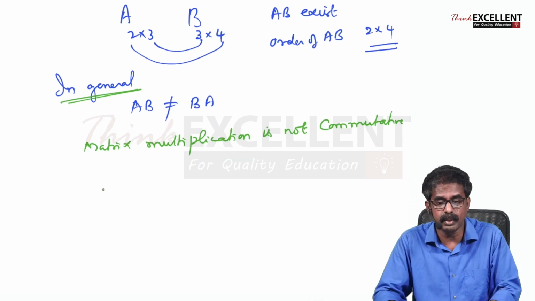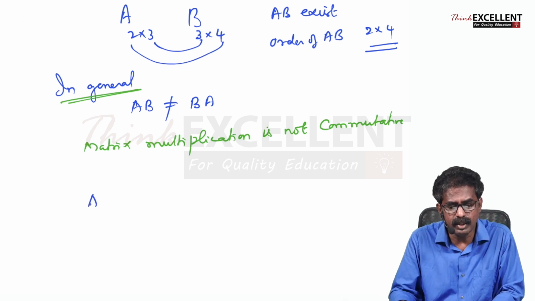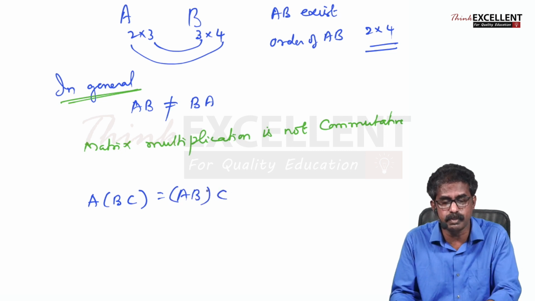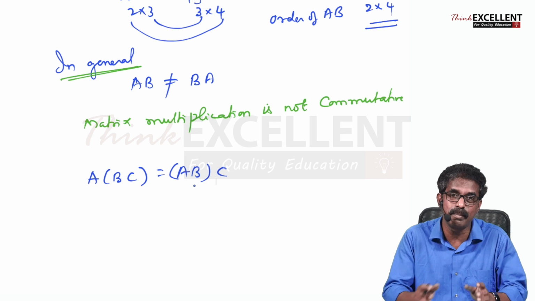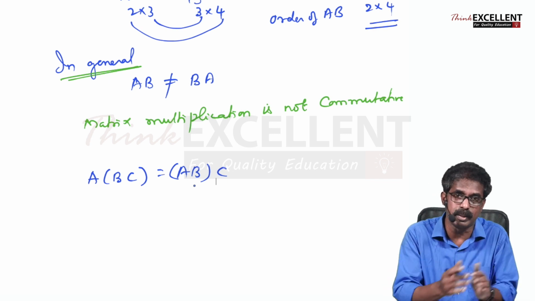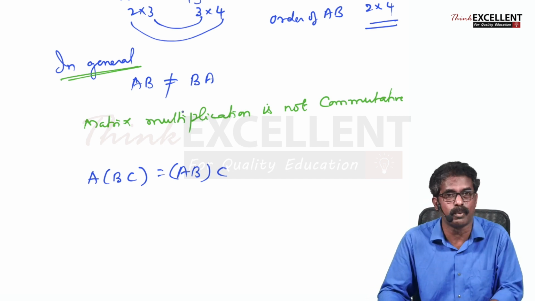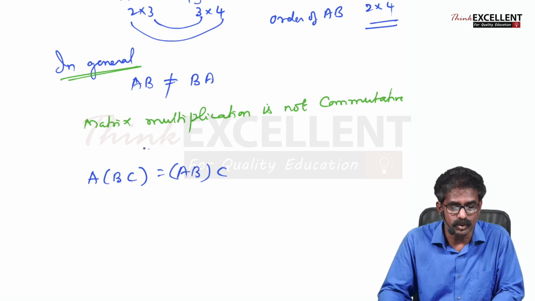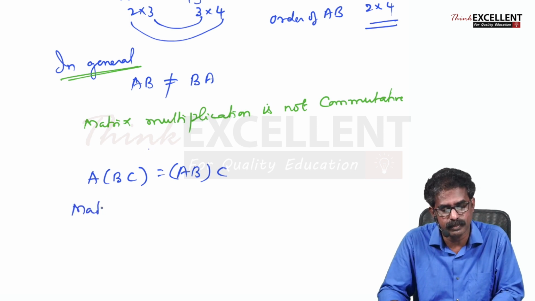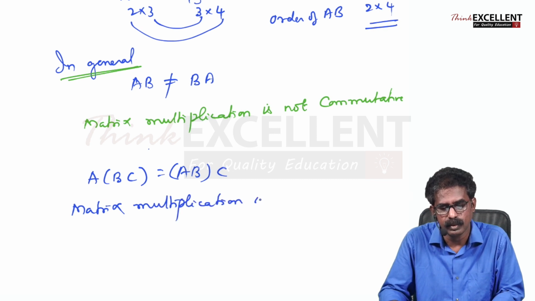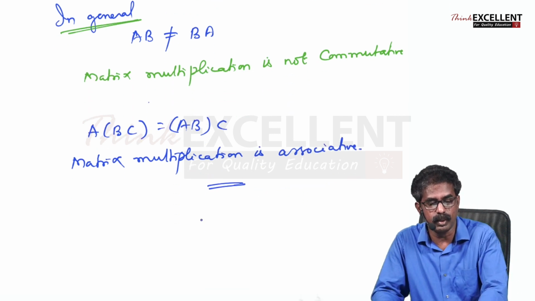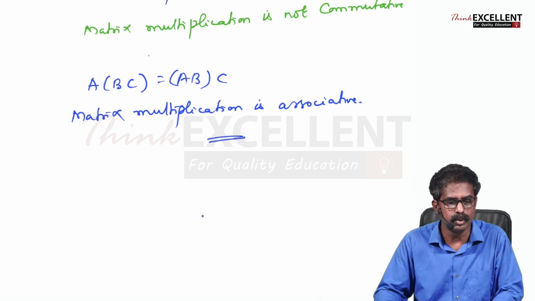Okay, matrix multiplication is not commutative, but A into BC equal to AB into C, it will be true. Can you say what's the name of this property? Grouping. 3 matrices we are taking, but we are grouping. First we find B into C, A into BC. Then right side you find AB first, then that answer into C, right? Both are equal. It will be equal always. This is called associative property, right? So matrix multiplication is associative. So it is not commutative, but it is what? Associative. So that's all about matrix.